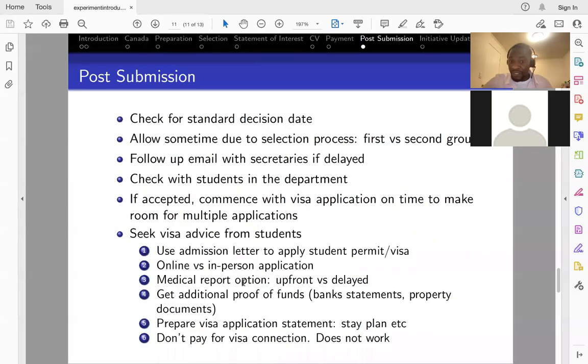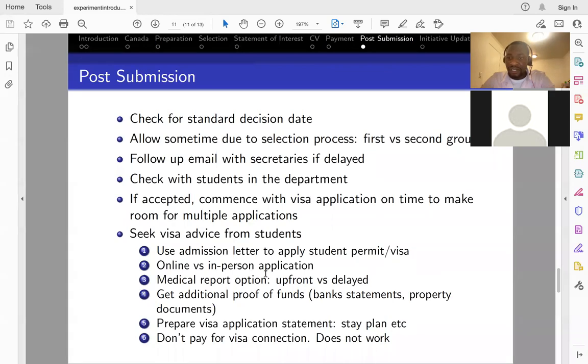Now, at the end of the application process, what you have to do is check the standard decision time. When do you expect to hear from them? I wouldn't advise you to rush in terms of the follow-up, because they have two windows: the first batch and the second batch. It might be the case that you didn't qualify for the first batch, but some individuals within the first batch might have dropped or declined the offer, then they'll call on you.